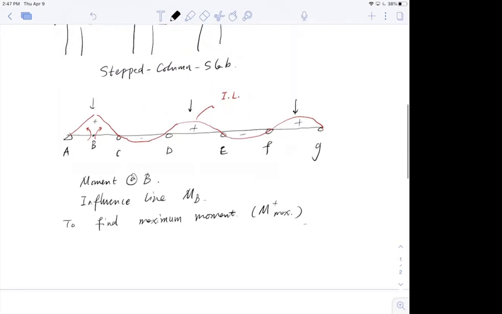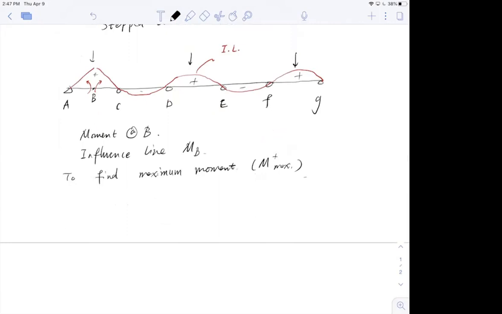Right? So to find the maximum moment, what I need to do is apply a distributed loading, C, D, E, F, G. So sorry, a bit messy today. Clean it up. Okay, good.